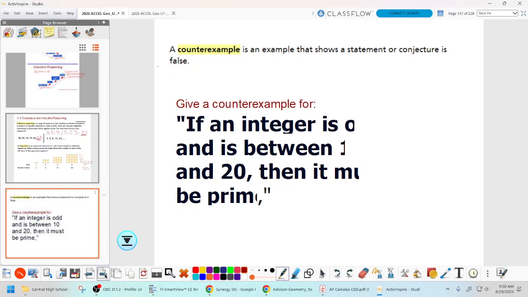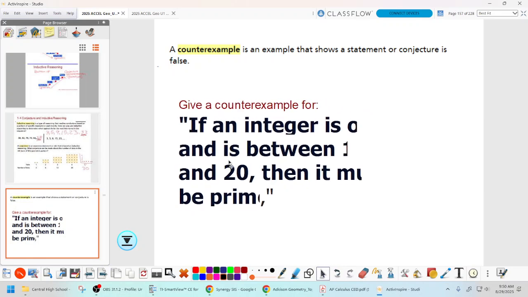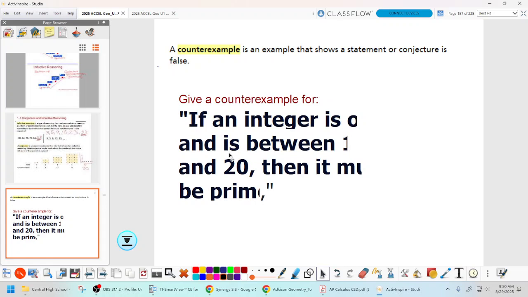Okay? Here's, is this cut off? I think it's okay. If an integer is, I think it's supposed to say odd. What is the problem here? Yeah, or cut off or something. I think it's supposed to say, you guys know what an integer is, right? Yeah. It's a positive or negative whole number. If an integer is odd and is between 1 and 20, then it must be prime.